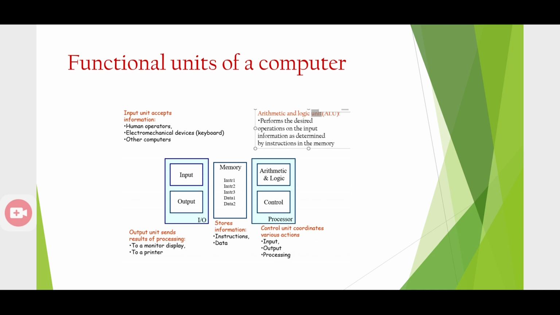And we have the arithmetic and logic unit as well as the control unit as part of the processor. What is the function of the ALU and the control unit? The ALU performs all the arithmetic and logical operations, and the control unit controls all the operations.